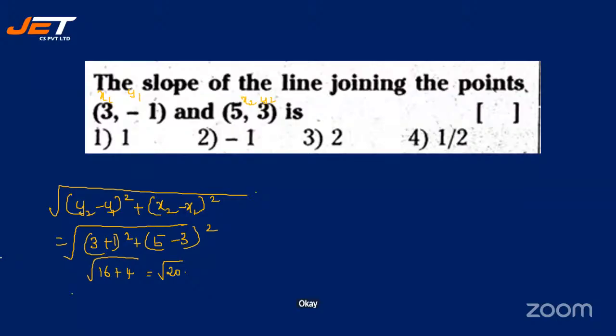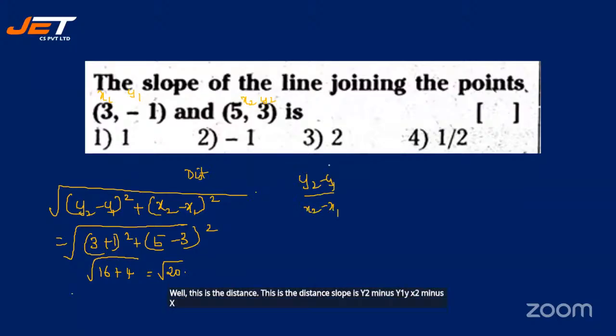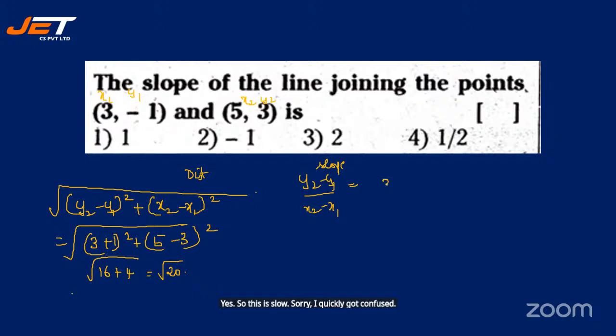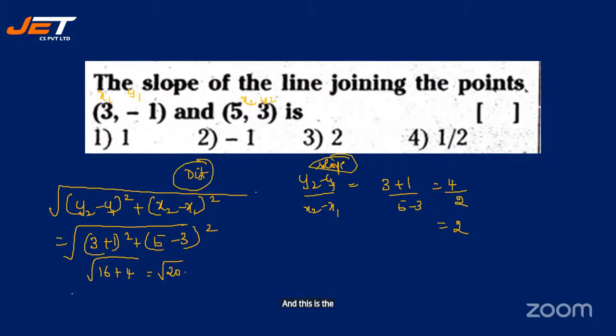Okay. They're asking us the slope, isn't it? So this is the distance. Slope is y2 minus y1 by x2 minus x1. Yes. So this is slope. Sorry, I quickly got confused. So it is 3 minus minus 1 by 5 minus 3. So 4 by 2, which is 2. So this is the distance formula, students, and this is the slope formula. So your answer must be option 3. Yes. All right.